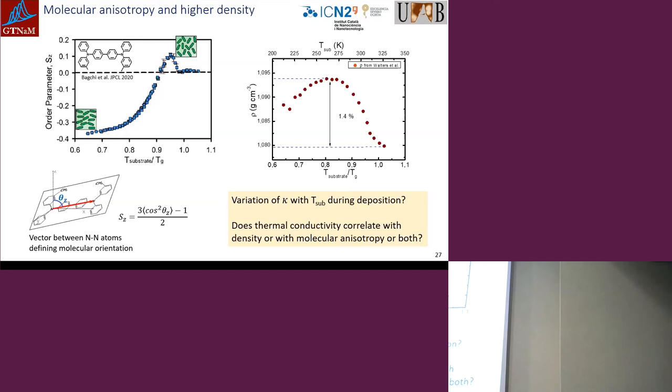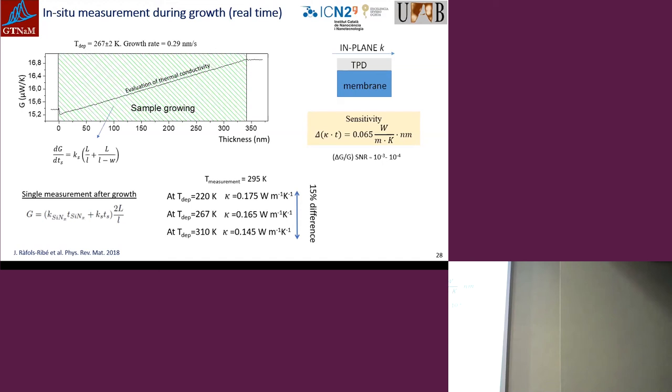And when we grow in this region here, at about 0.85 Tg, the density of our films is 1.4 percent higher than that of the isotropic glass. This might sound little, but it is quite important and might have an important effect on many different properties. So we measure the thermal conductivity of those materials by the procedure that I just described.